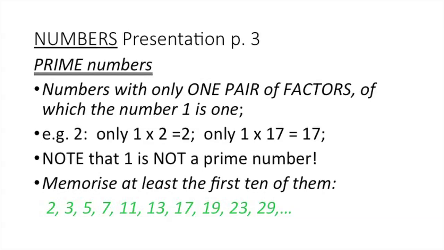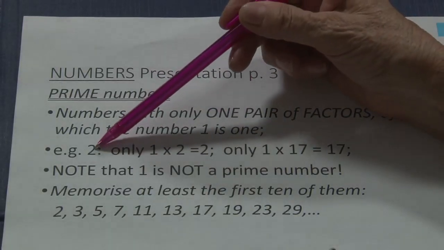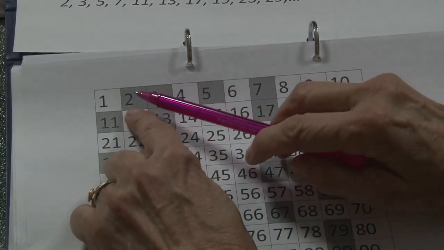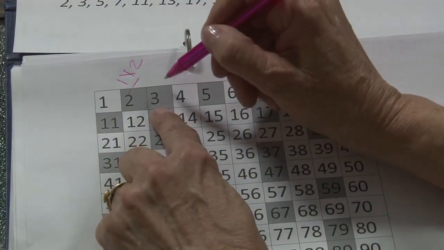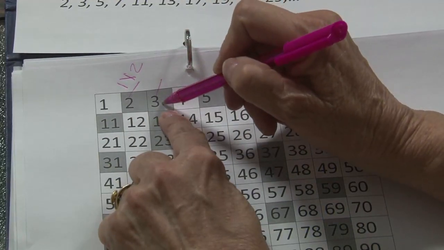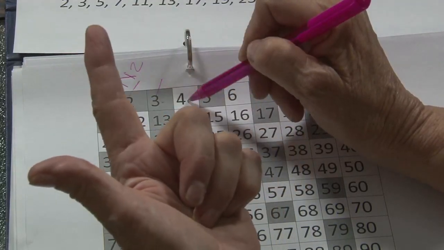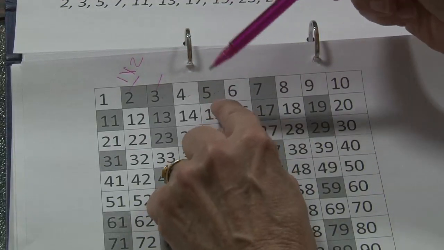It is with regards in the first place to prime numbers. Prime numbers are numbers with only one pair of factors, of which number 1 is 1. For example, 2 is a prime number. You can see it is highlighted here. Only 1 times 2 gives me 2. The next one is 3. Only 1 times 3 gives me 3. Why not 4? Because it's 1 times 4 as well as 2 times 2. 5 is a prime number. Only 1 times 5. And now I can go on.